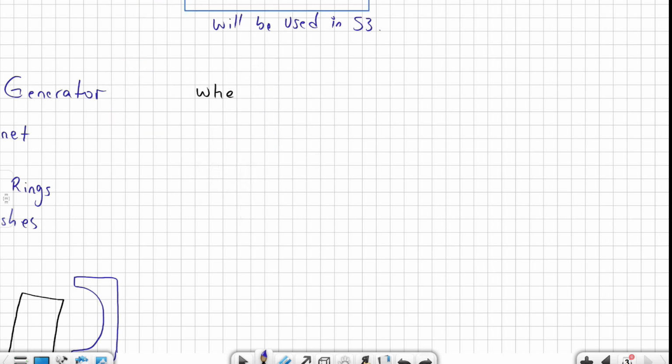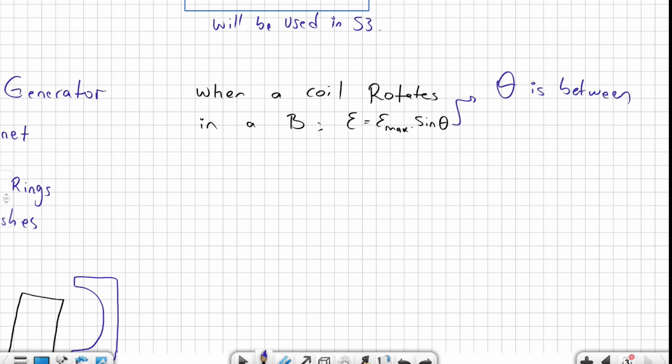When we have a coil that rotates in a magnetic field, the equation will be epsilon is equal to E max multiplied by sine theta, or sine omega t. Here I will be writing it as sine theta because I need theta here. Theta is between the normal of the loop or the area and the magnetic field.